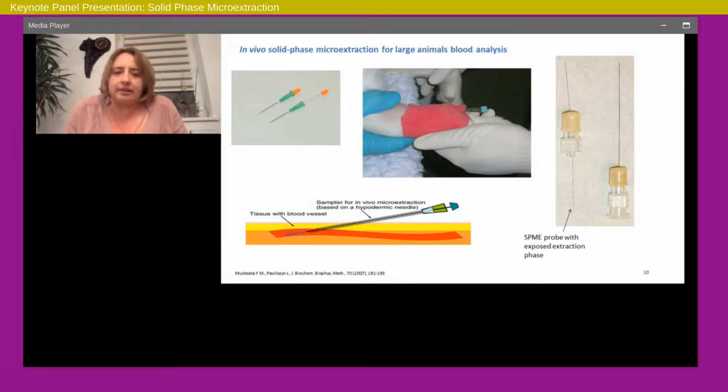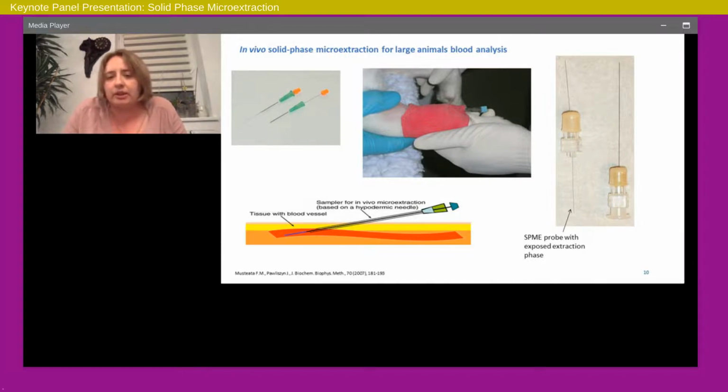Of course, in vivo solid phase microextraction was used for many other studies. Here you can see how we are doing extraction from the circulatory system, from the blood system. You can use either these needle assembled fibers, so you can insert them directly to the vein of the animal and then expose the fiber to the bloodstream for the extraction. Or you can also place this fiber through the catheter, which is standard for clinical application.